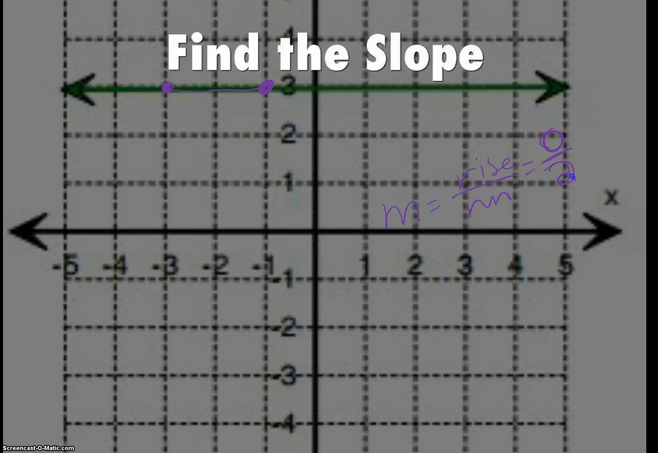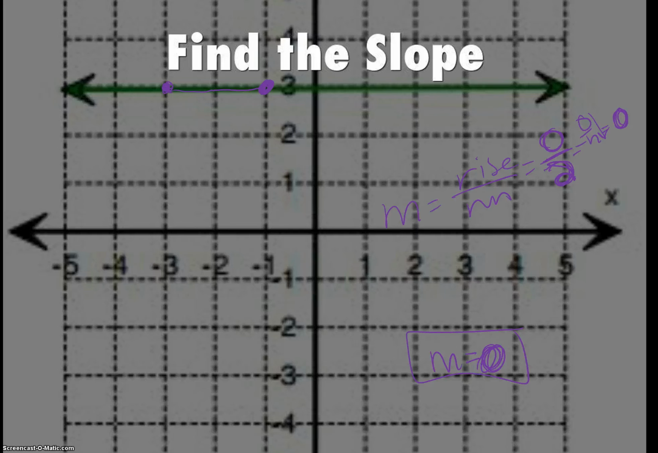And if you were to use a calculator, 0 on top divided by any number on the bottom, it's always going to be equal to 0. So 0 divided by 2 is equal to 0. This has a 0 slope. Horizontal lines, instead of having to figure it out, if you look at it, it's a flat line going straight across, left to right, the slope is always going to be 0.